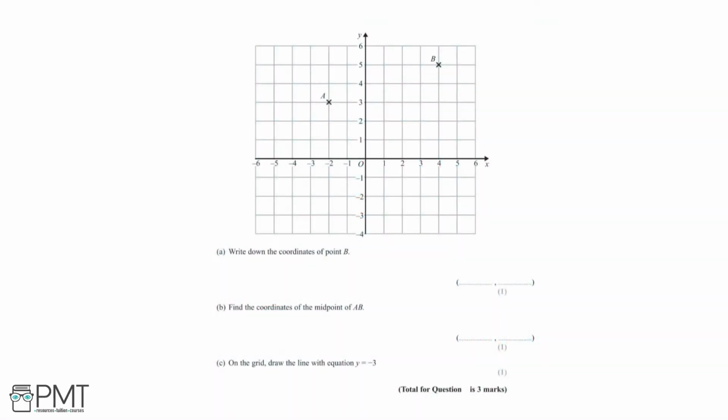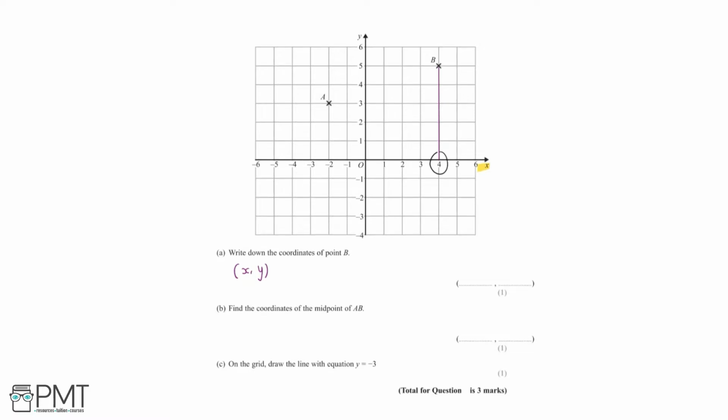In part A, we're asked to write down the coordinates of point B. Now coordinates are always in the form x, y, with the x coordinate coming first and the y coordinate coming second. So let's start by finding the x coordinate of point B. Looking at the x-axis, we can see that the x coordinate of point B is 4. And looking at the y-axis, we can see that the y coordinate of B is equal to 5. And so we can say that the coordinates of point B are 4, 5.